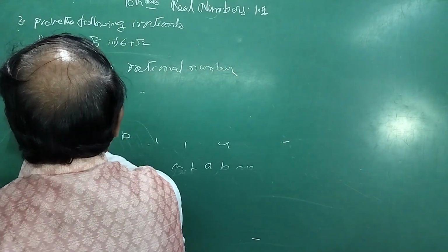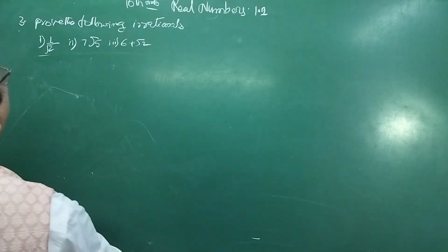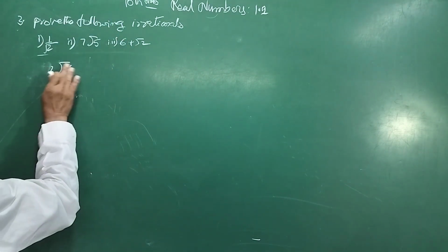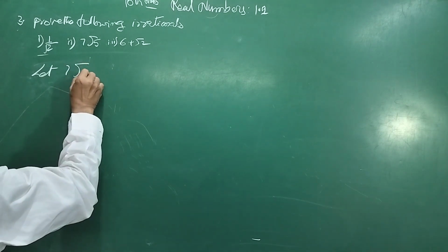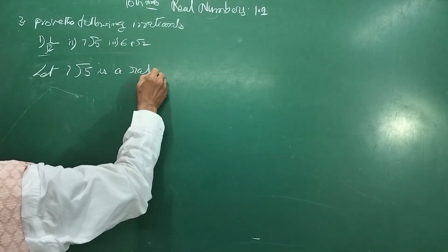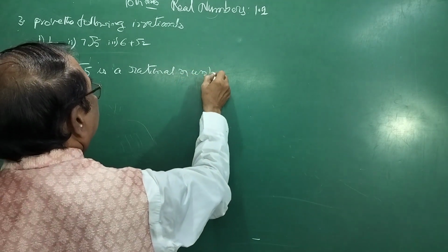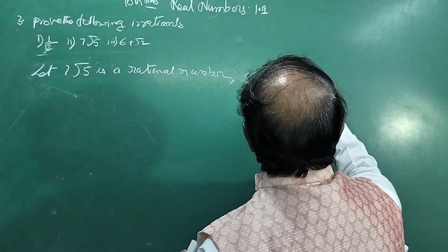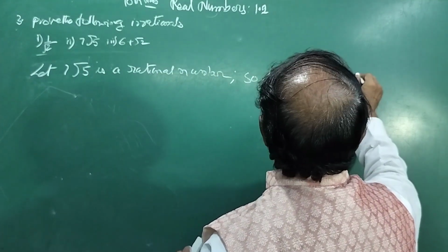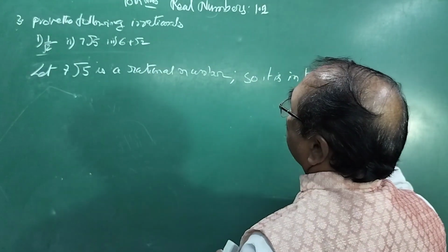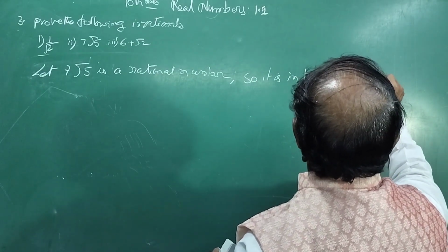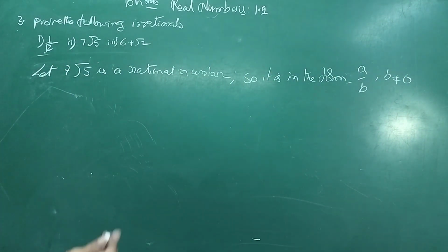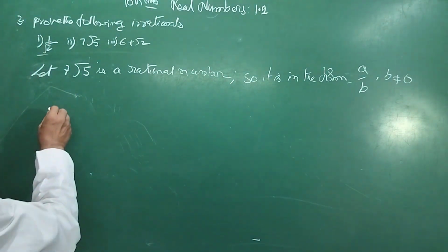Let us see another one. What is that? 7 root 5 is irrational. We have to prove it. Let 7 into root 5 be a rational number. So it is in the form of a by b, where b is not equal to 0. You can also write it as p by q, no problem, q not equal to 0.